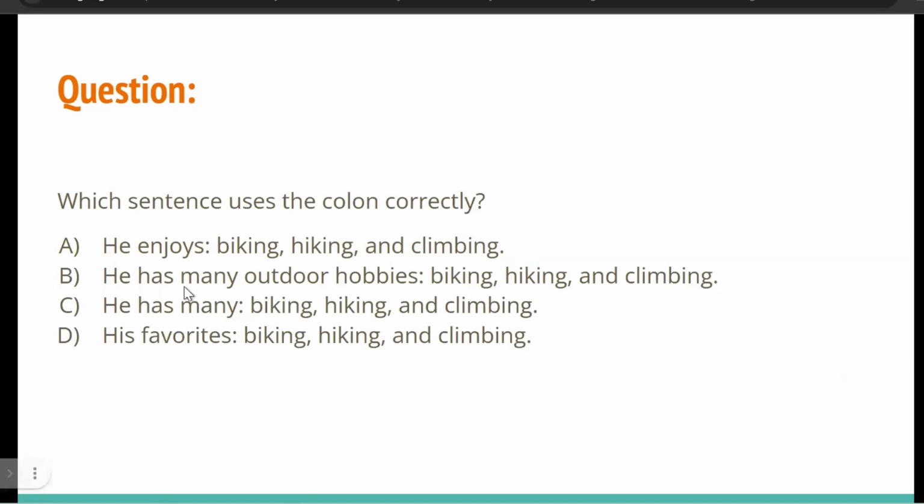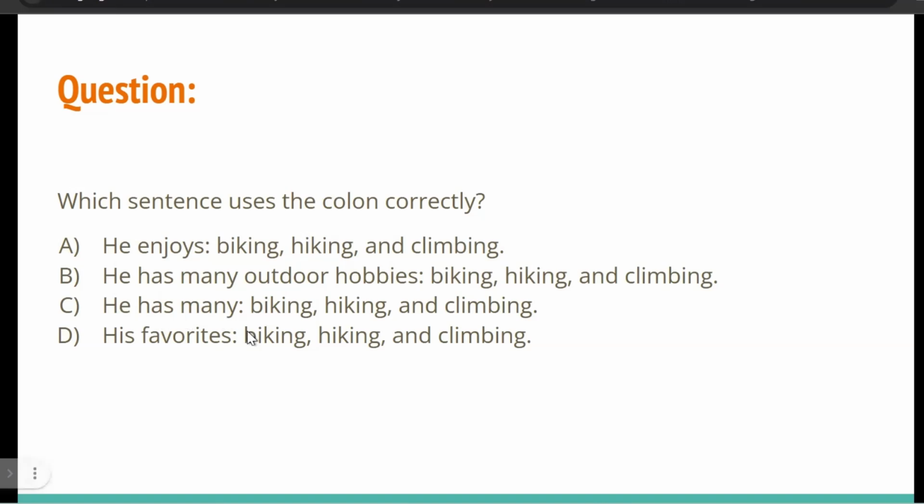Option B. "He has many outdoor hobbies: biking, hiking, and climbing." "He has many outdoor hobbies" is a complete thought. So this is correct.